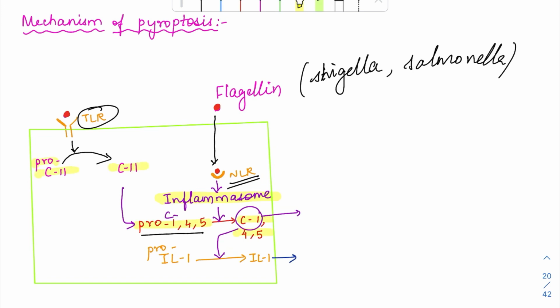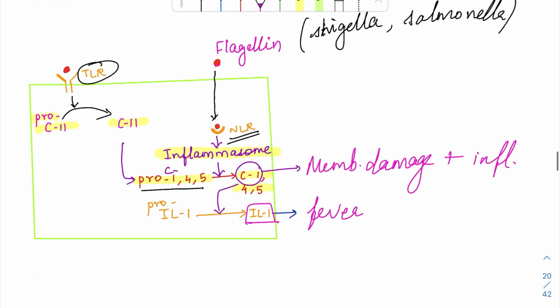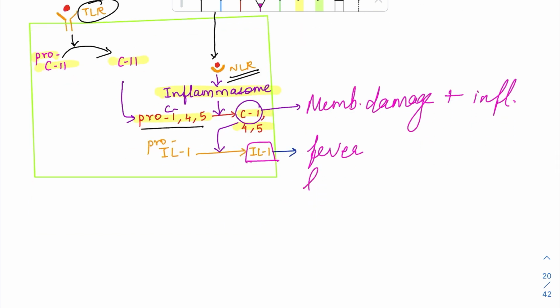Now that procaspase 1, 4 and 5 are getting activated, caspase 1 has two functions. Firstly, it can directly cause membrane damage, and membrane damage is going to cause inflammation. Then caspase 1 can also convert interleukin 1 from its pro form into an active form. So active interleukin 1 is formed. This again is going to cause fever. Interleukin 1 was the most important interleukin causing fever. Along with that, there is going to be leukocyte recruitment, so there is associated inflammation.